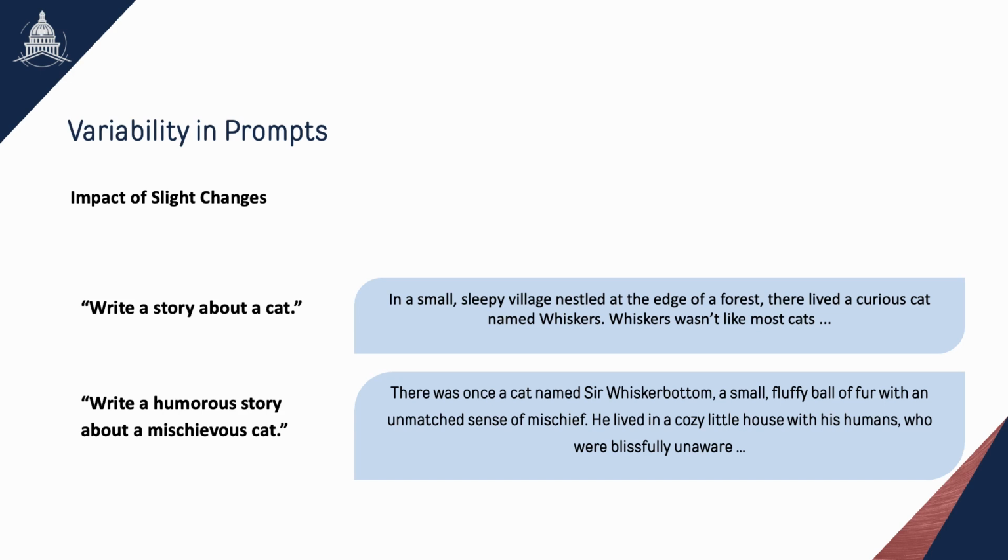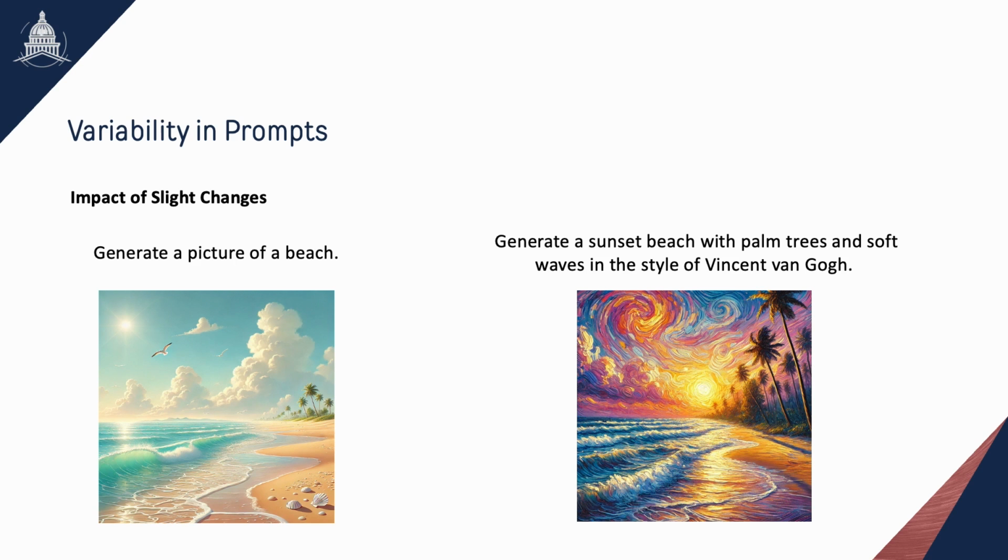Slight changes in wording can drastically alter the output. For example, asking for a story about a cat might give you something generic, but specifying a humorous story about a mischievous cat introduces personality. Similarly, for image generation, adding details like sunset and palm trees shapes the visual output.